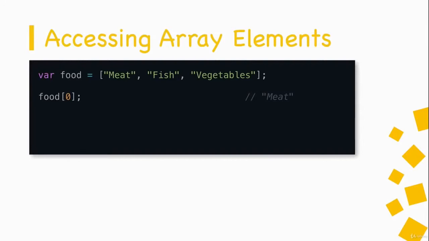So you can use this index number with the bracket notation in order to access the individual items inside an array. So if you type in food and then square brackets, and inside the square brackets you specify the index number, in this case 0, which means the first element, it retrieves the first element, which is in this case meat. So that is how you can access and retrieve the different elements inside an array. You can use the index number of that element in order to retrieve the value.